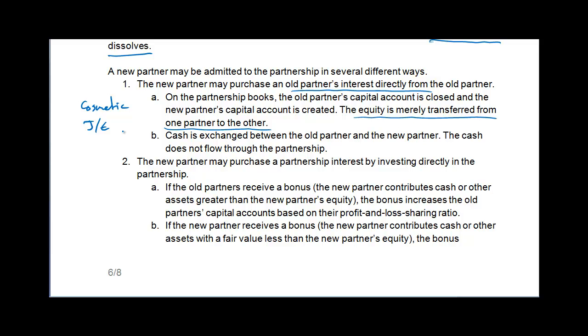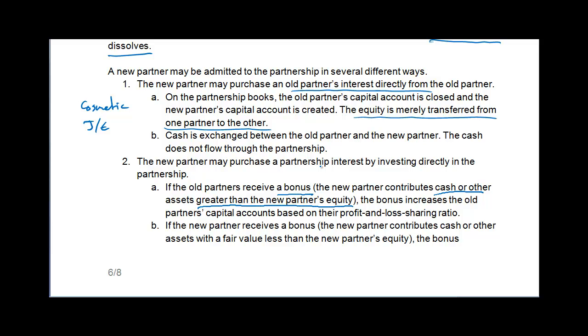Well, if the new partner contributes cash or anything else greater than their equity, meaning that the value of the business is higher than just the dollar value of the equity that's there, then the old partners would receive a bonus. You're paying more than the amount of capital that you're receiving as a new partner. That extra amount gets shared out by the old partners into their capital accounts.